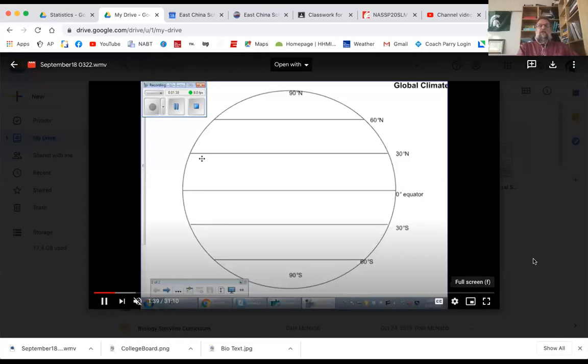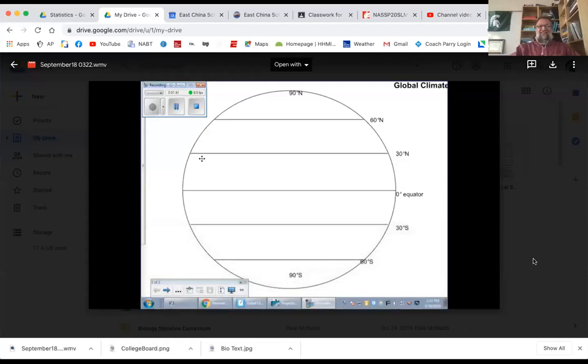So let me share my screen as usual. This is the image that will come up for EPD-1, global climate, and it's a simple image that you can reproduce on a piece of paper if you can't print it. So let me set a little bit of background to this, a little bit of behind the scenes stuff.